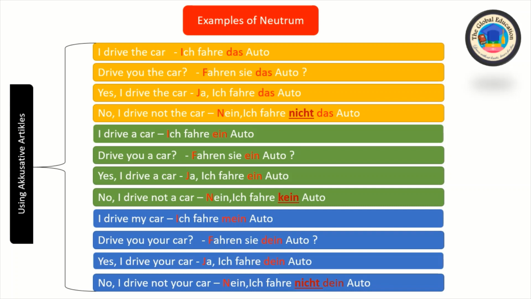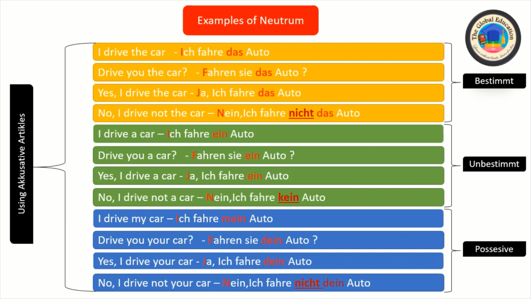So all these examples are for the accusative case, because here we use a verb like drive, which means fahren. First, for example, the bestimmt article, like we use das, then second the unbestimmt article, because we use ein or kein, and last the possessive article, like we use mein, dein, and so on.